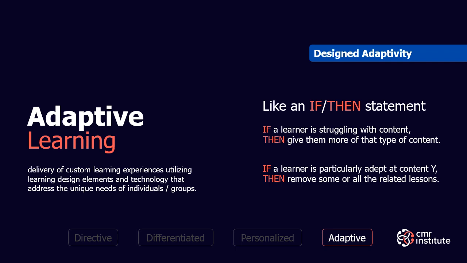This expert model or design approach to adaptivity tells the technology how to react in unique situations, like an if-then statement. For instance, if the learner is struggling with content X based on program assessments, then give them more of that type of content for remediation. If the learner is particularly adept at content Y, remove some or all of the related lessons as to respect the learner's already attained knowledge and not waste their time, or give them more advanced coursework to build on.